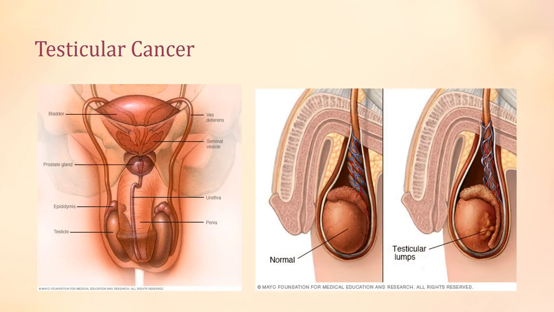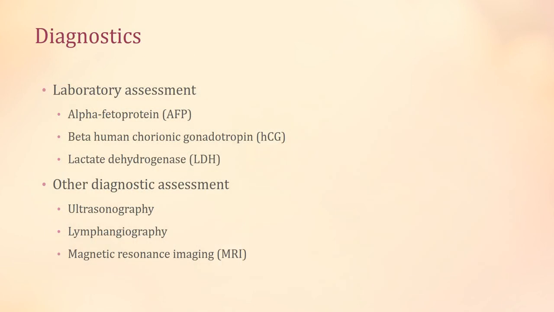So here is a picture of testicular cancer. The testicles are in the far right picture. The left side is the normal one, and then testicular lumps are on the right side. Diagnostics, they're going to do laboratory assessment. They'll run an alpha fetoprotein test. They'll also do beta human chorionic gonadotropin. They're also going to look at lactate dehydrogenase, or LDH. Other diagnostic assessments are going to be ultrasound, a lymphangiography, and an MRI.